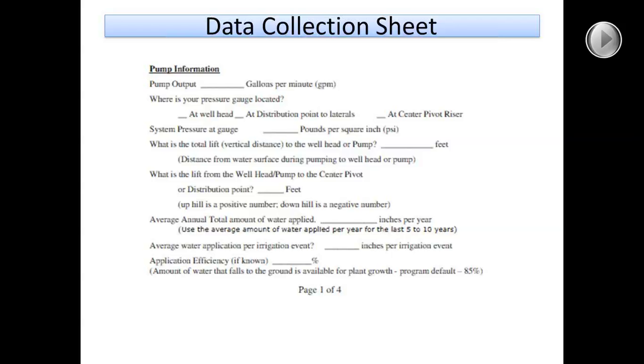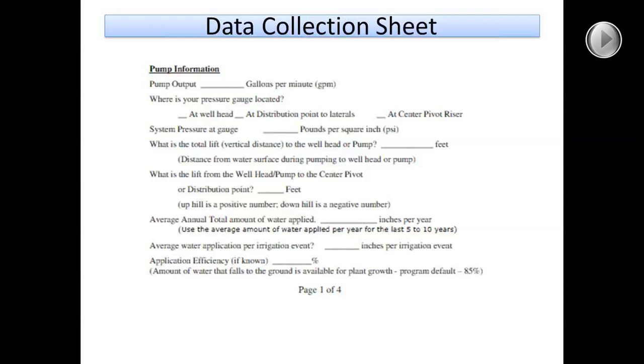Average water application per irrigation event, you can probably get an idea of that. The center pivots, that's easier. They know how many inches they're putting down per revolution usually, and they may have an idea of how much water they're putting down with the set move or the systems as well.